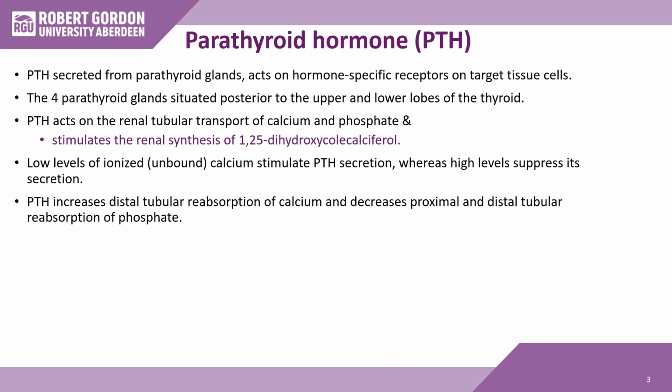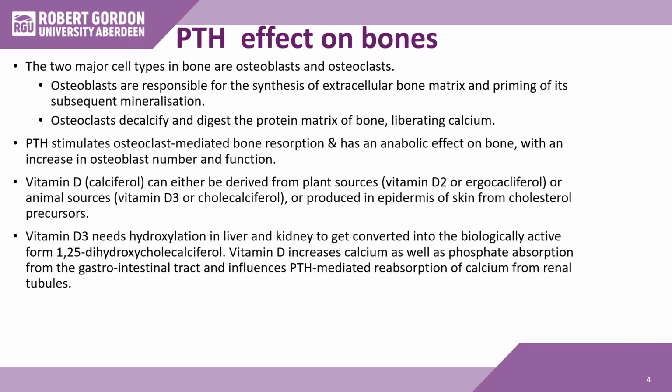Low levels of ionized or unbound calcium stimulate PTH secretion, whereas high levels suppress secretion. Again, it's another negative feedback mechanism. PTH increases distal tubular resorption of calcium and decreases proximal and distal tubular resorption of phosphate, so that is a balance that occurs in the kidneys.